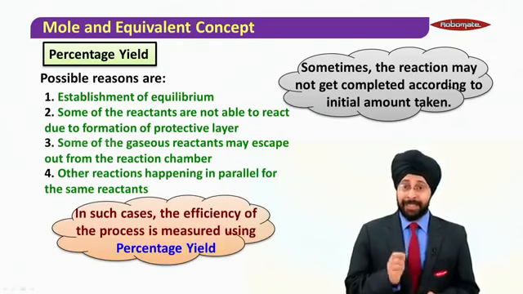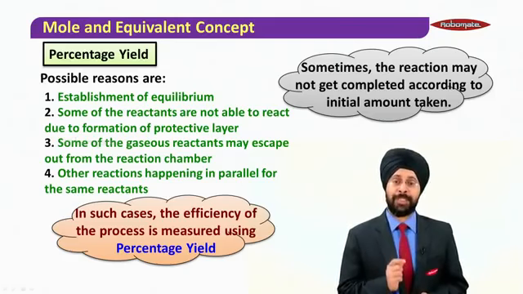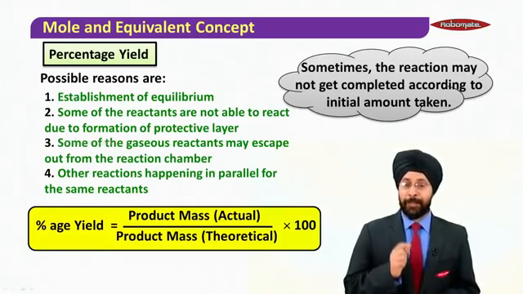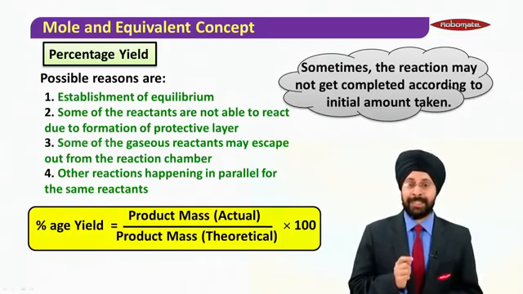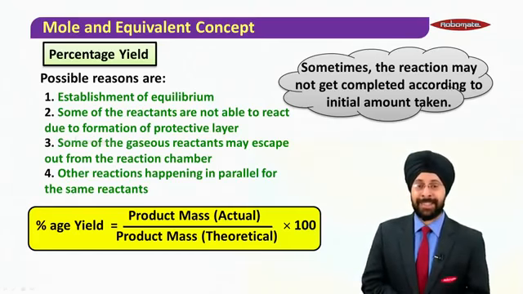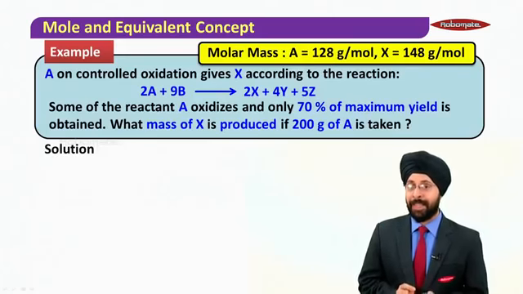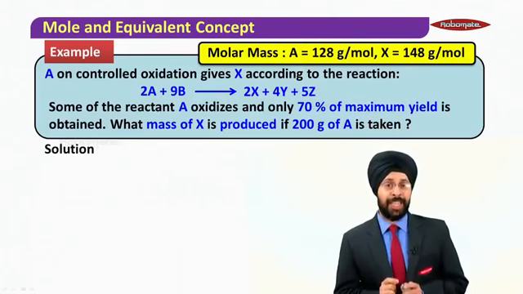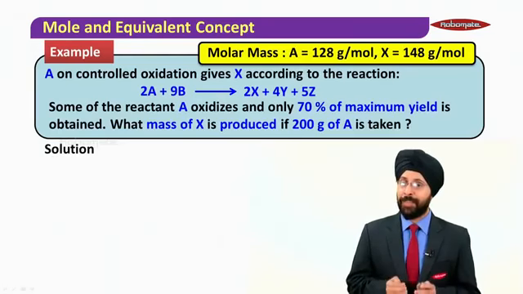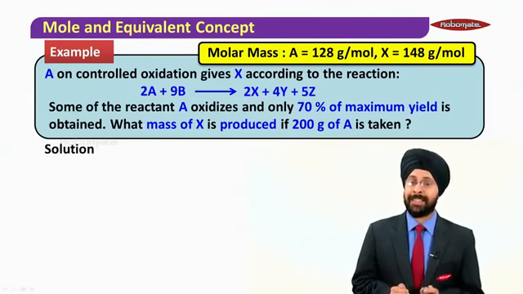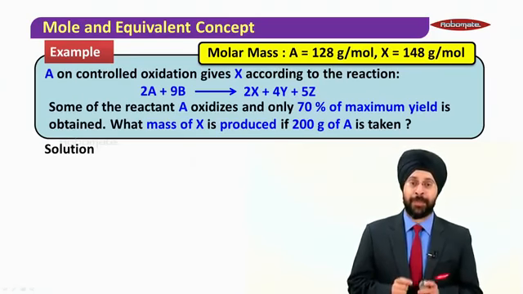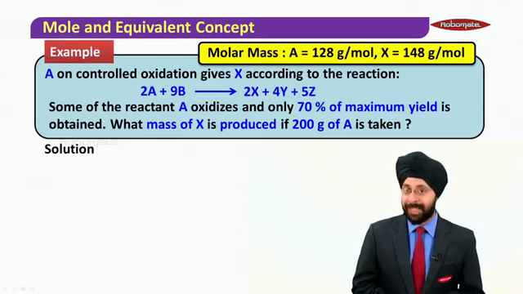Now, in such cases, the efficiency of the process is measured using percentage yield. What is percentage yield? It is the product mass that you actually get divided by the product mass that you theoretically predict times 100. Now let us take an example for this. A on controlled oxidation gives X according to the reaction. हमें stoichiometry given है. They are saying some of the reactant A oxidizes and only 70% of maximum yield is obtained. What mass of X is produced if 200 grams of A is taken?